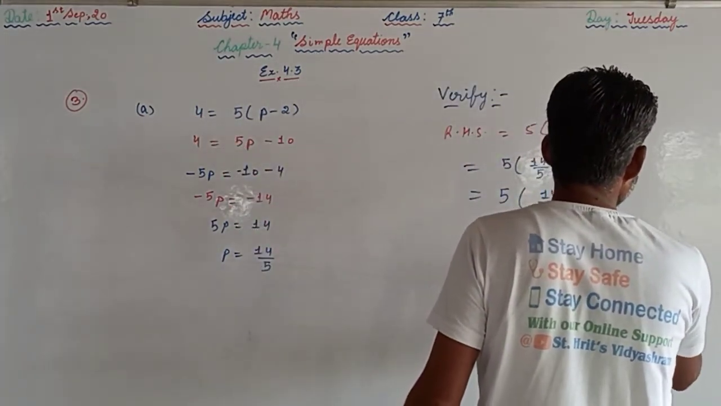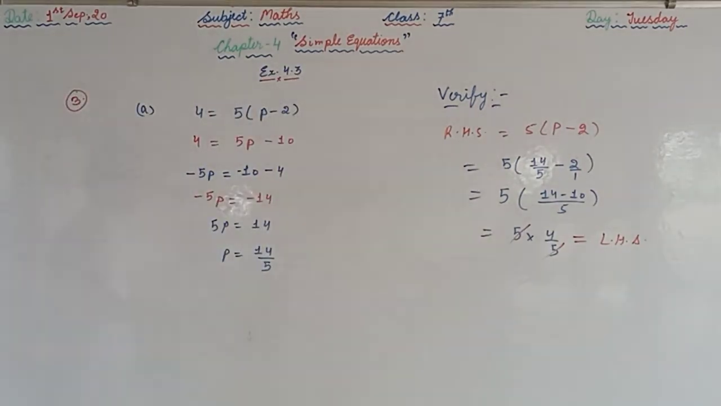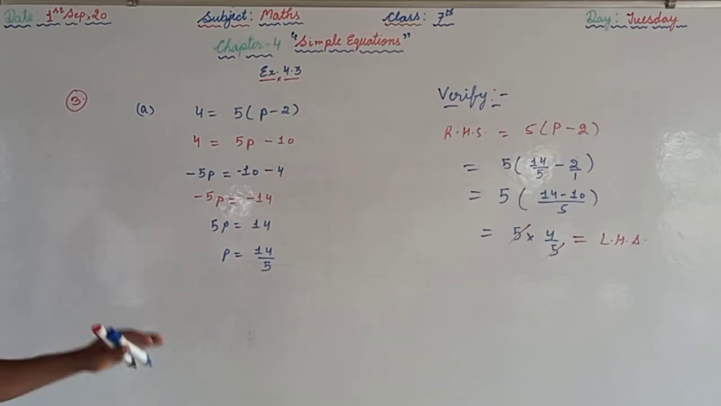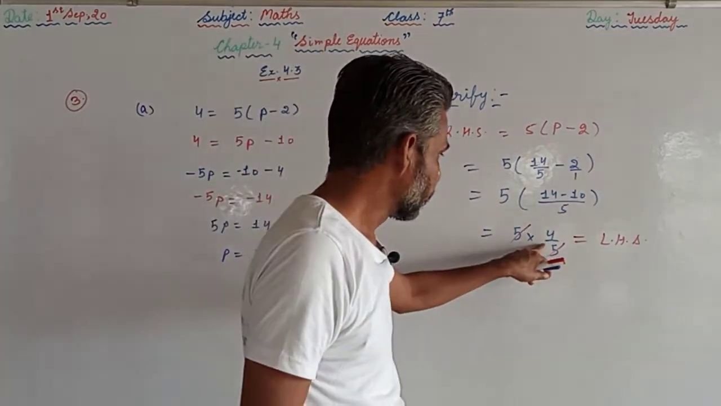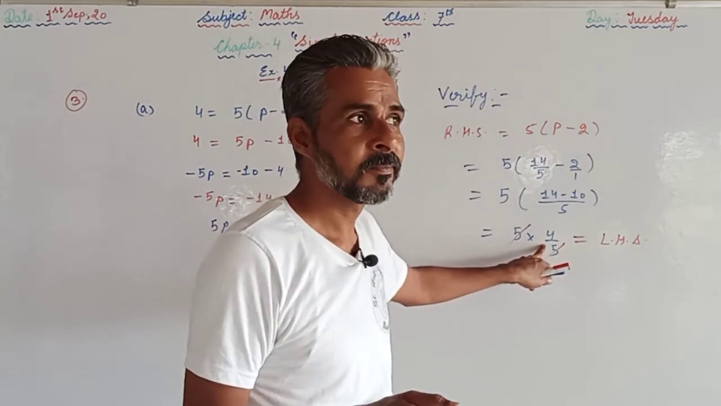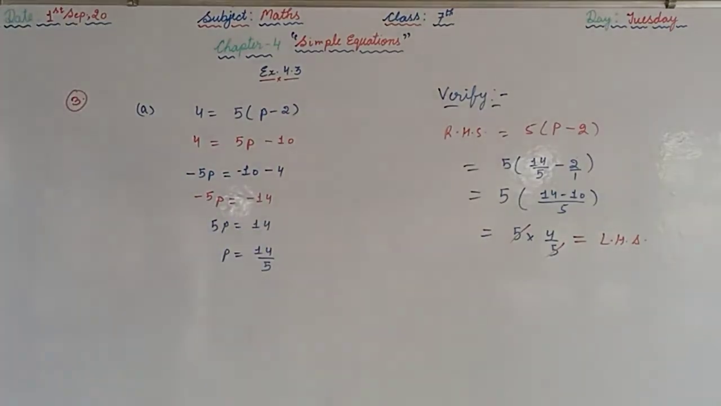If we take any of the sides and we reach the other side using that value of the variable, then we can say that our solution is correct. If we are not getting 4 here, in place of 4 any other number is there or even minus 4 is there, then our solution is not right. So like this we can verify the answer as well.